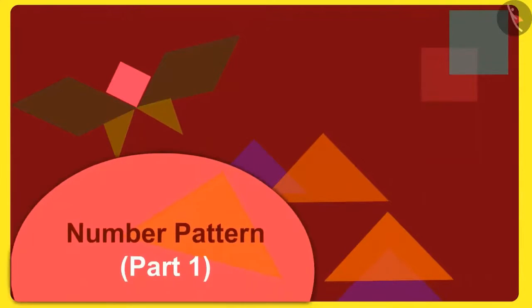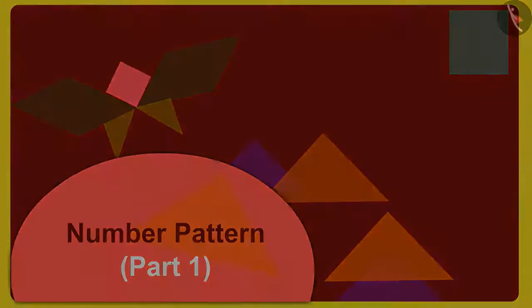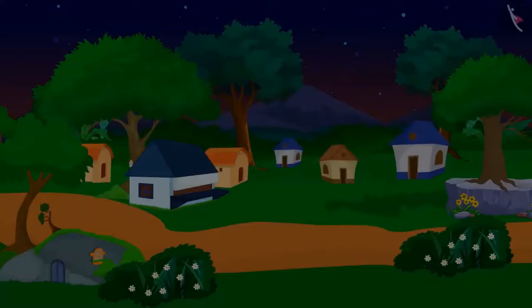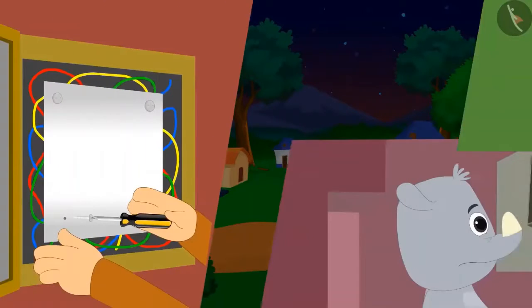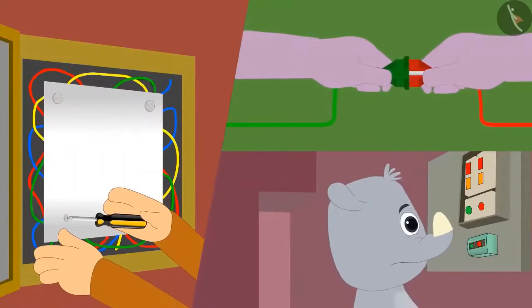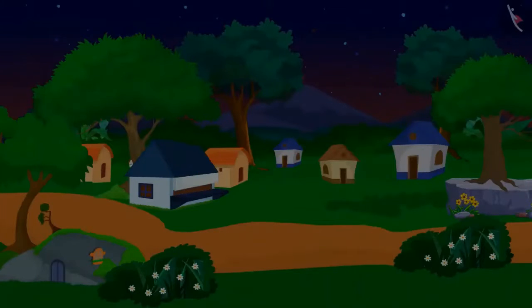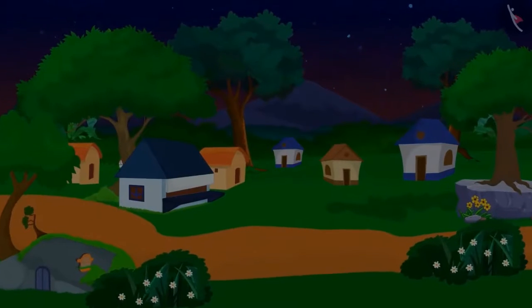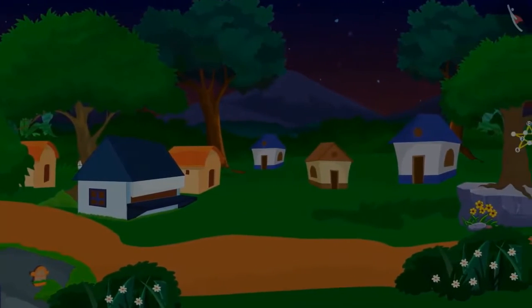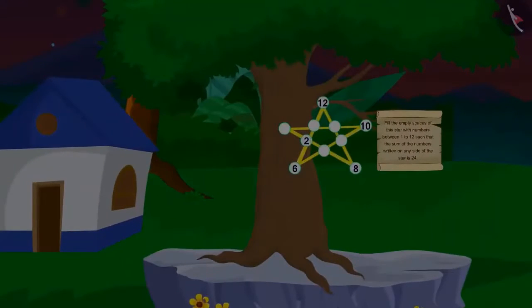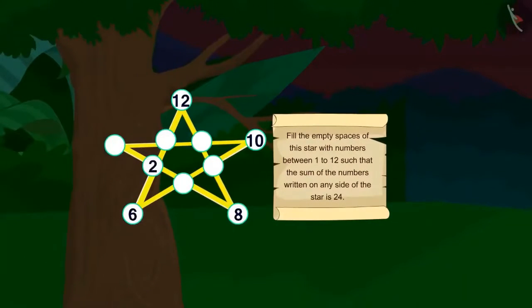In this video, we will learn about number patterns. One day, there was a sudden electricity failure in Champapur. All the villagers tried hard to get the electricity connected, but no one understood the reason for the power cut. It was night and darkness spread throughout the village. Then, the villagers saw such a star on the banyan tree of the village.